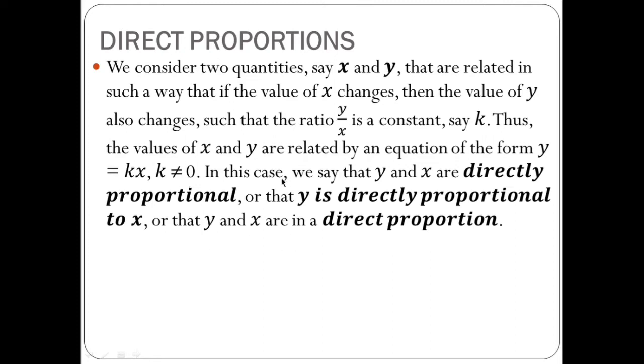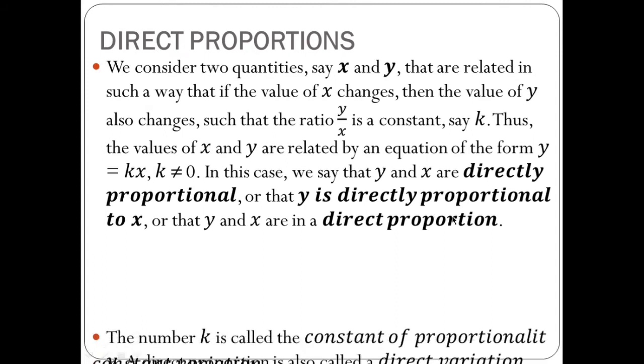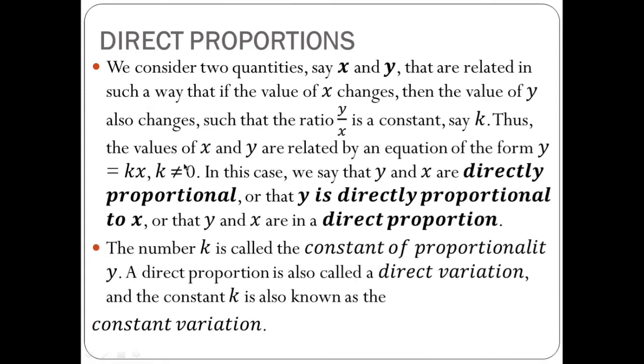In this case, we say that y and x are directly proportional, or that y is directly proportional to x, or that y and x are in a direct proportion. So take note, class, in direct proportion, if x and y change, it is directly proportional. So, what is the meaning of k here? The number k is called the constant of proportionality.